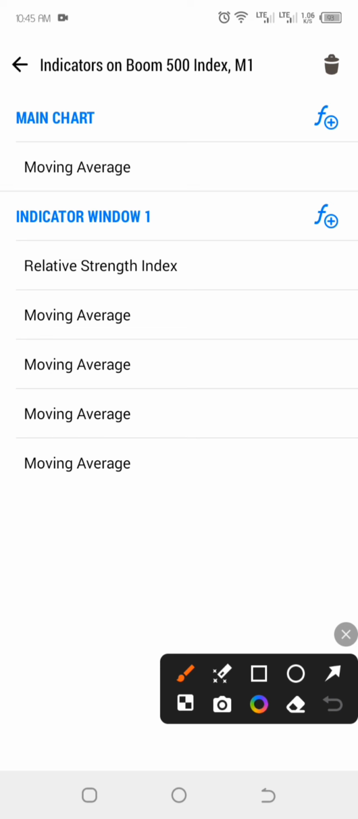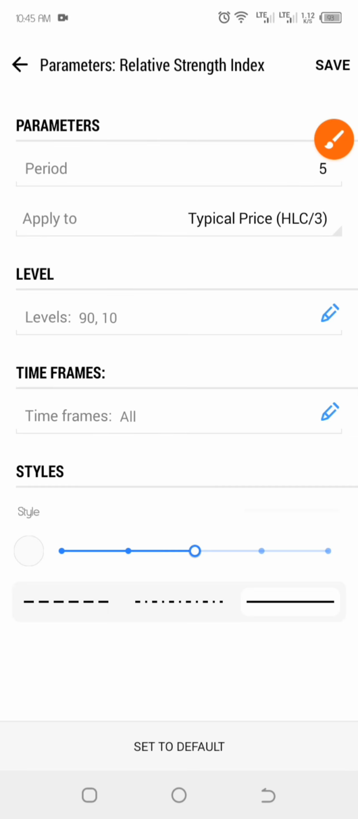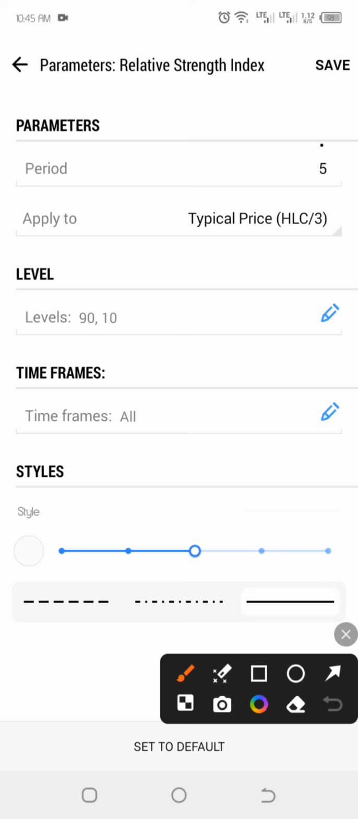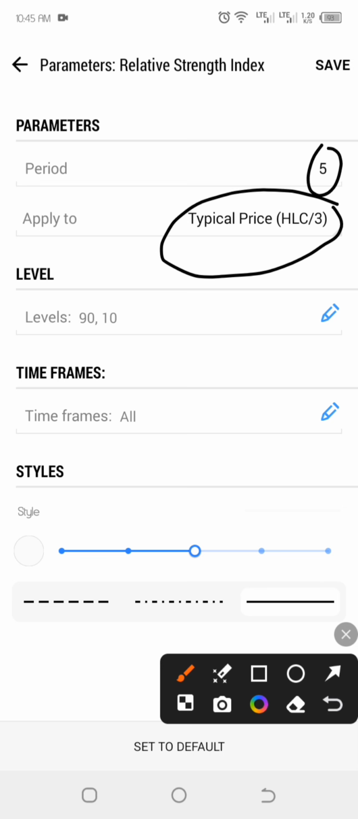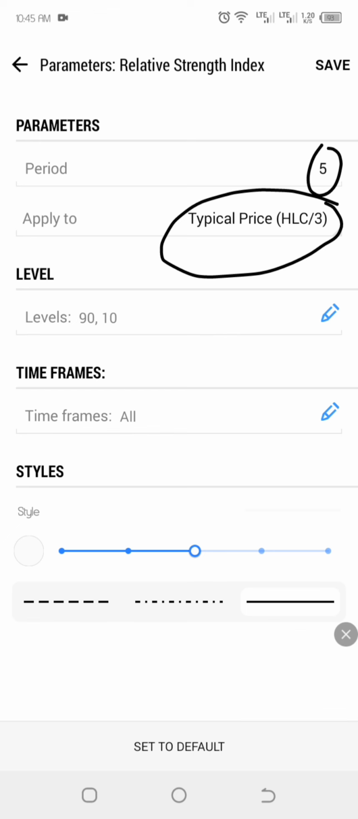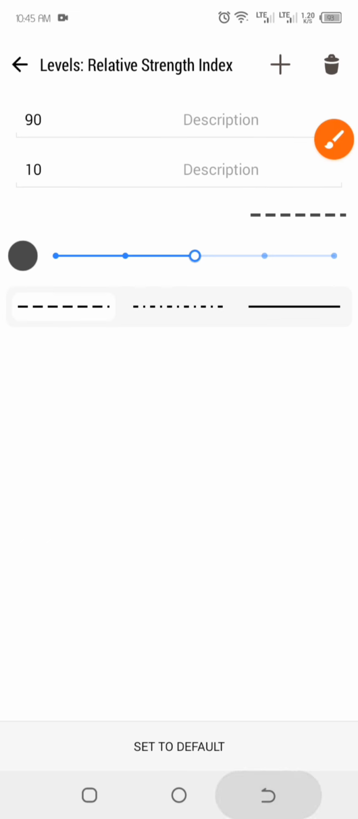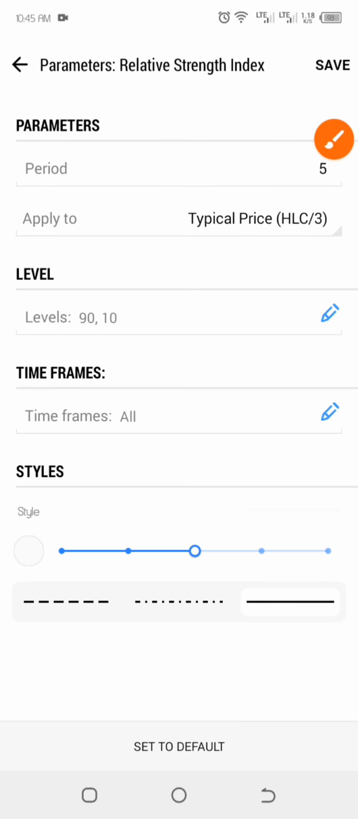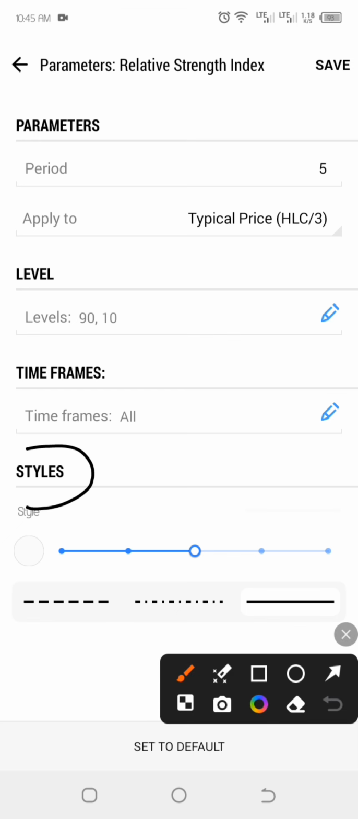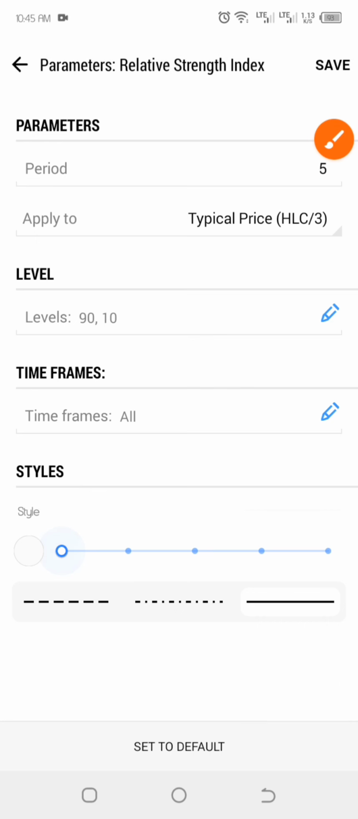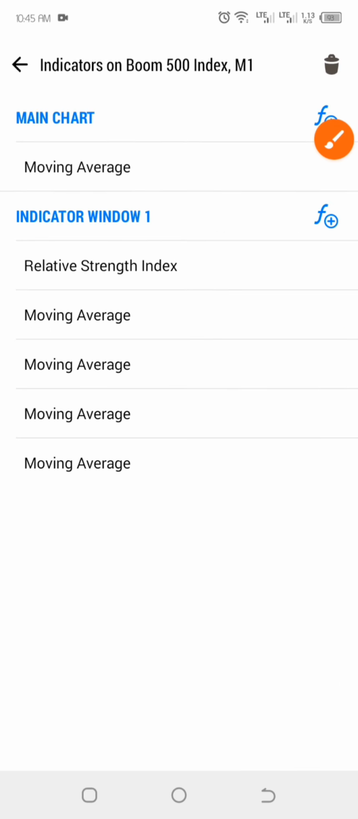Now to the next indicator, which is the RSI. How do we add this? We click on this icon we are seeing at the top, search for RSI and click on it. For the RSI, the period is 5, apply to typical price. For the levels, we need the 10 and the 90 levels. Use the color of your choice for the levels, and for the RSI style, just make it the same as your background color and click on save. Then you are going to have your RSI in your chart.